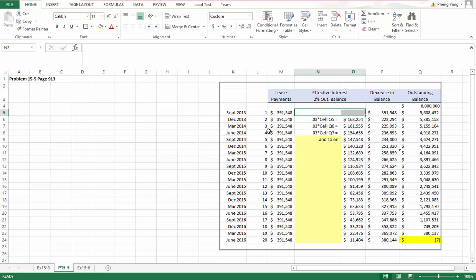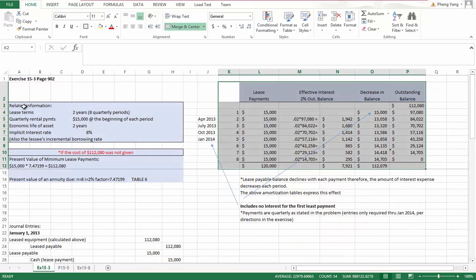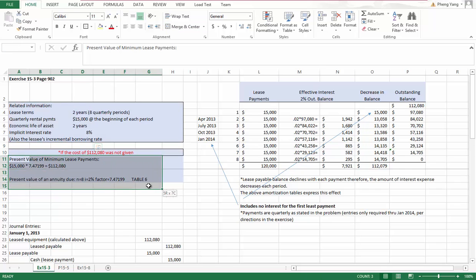Warner's incremental borrowing rate is 12%. Depreciation is recorded on a straight line basis at the end of each fiscal year, and the useful life of the equipment is 5 years. Okay, so like I showed you earlier in problem 15-3, we're going to do this right here.